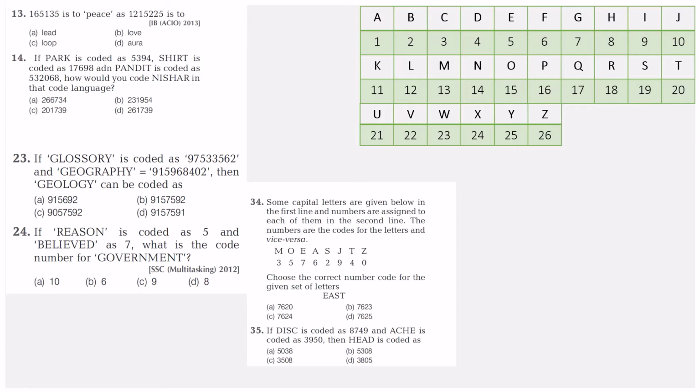But I found some 13 to 15 questions on number coding. Don't worry and don't think this is it for number coding. We'll be having more questions on coding and decoding. Those will be even more interesting. But even this will be more interesting if you get solving.